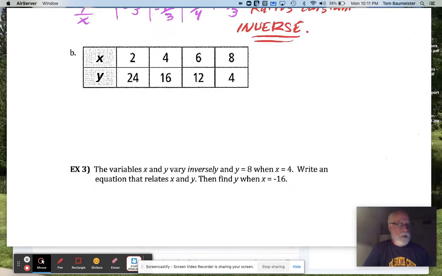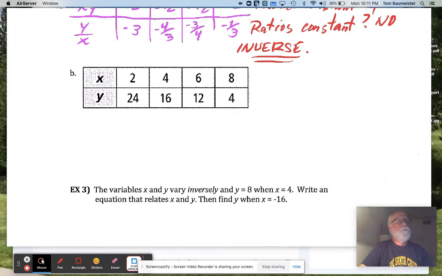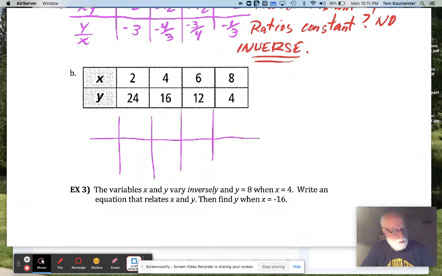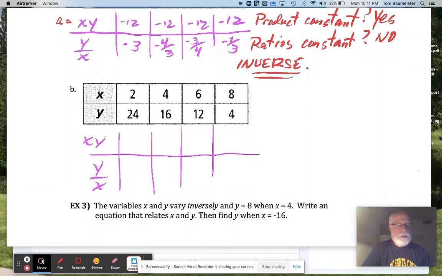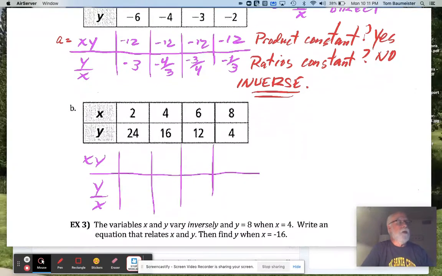All right. Now in the next one here, again, we're going to look at them and see if we can say the same thing. So on this one though, I'm going to tell you, once I can say no, there's no sense in going any farther. All right. So again, first one, we're going to do x times y. Then we're going to do y over x. And again, if I can answer one of those, if it's x times y, it's the inverse. If it's y over x, it's the direct variation.